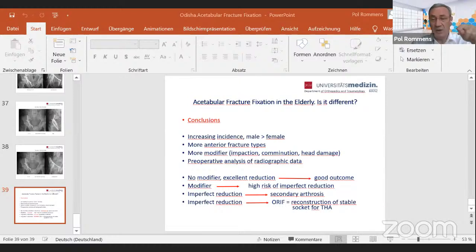Yes, that's what I tried to say in my talk. So this is our policy, a primary ORIF, open reduction internal fixation. You do it as good as you can. You control the quadrilateral surface and you leave it as it is. But if you know that your reduction is very bad, then you may calculate that this hip will not survive a very long time. You can discuss with the patient if he agrees to have a total hip shortly after the first surgery. And that you can even discuss before the surgery.